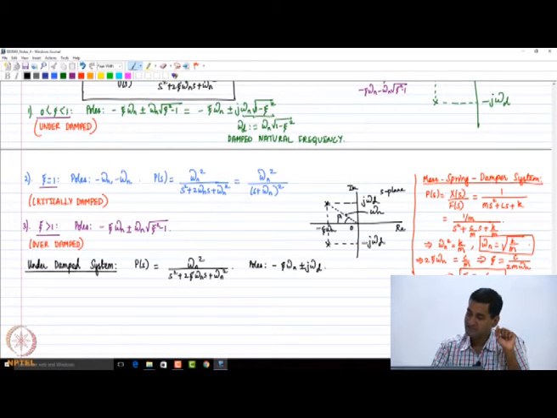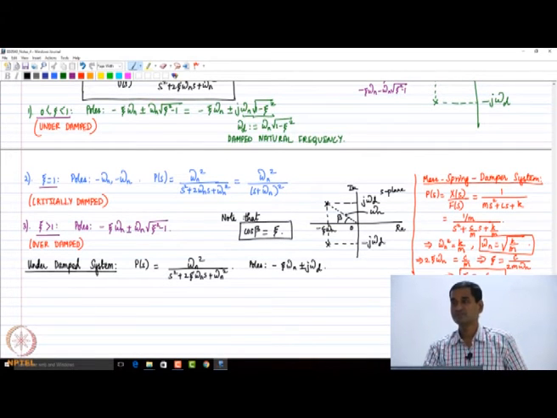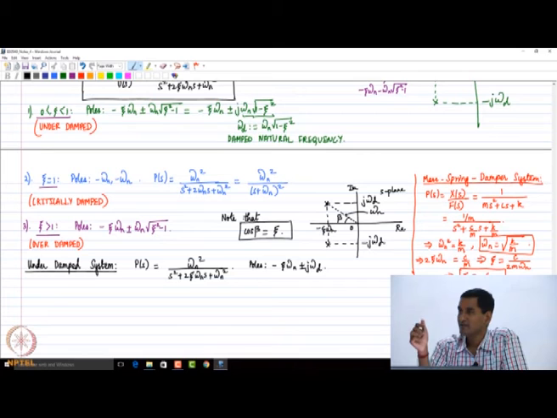Now let's say we call this angle beta. We note that cos beta is equal to, what is cos beta? Zeta, right? Because the adjacent side is zeta omega n and the hypotenuse was omega n. So zeta omega n by omega n will be zeta. So cos beta is equal to zeta. That's something we should remember. In other words, the cosine of this angle is equal to the damping ratio of the system.